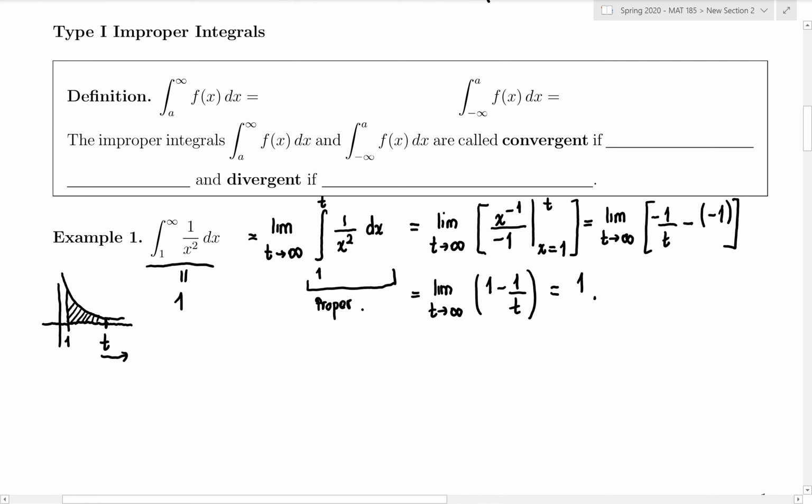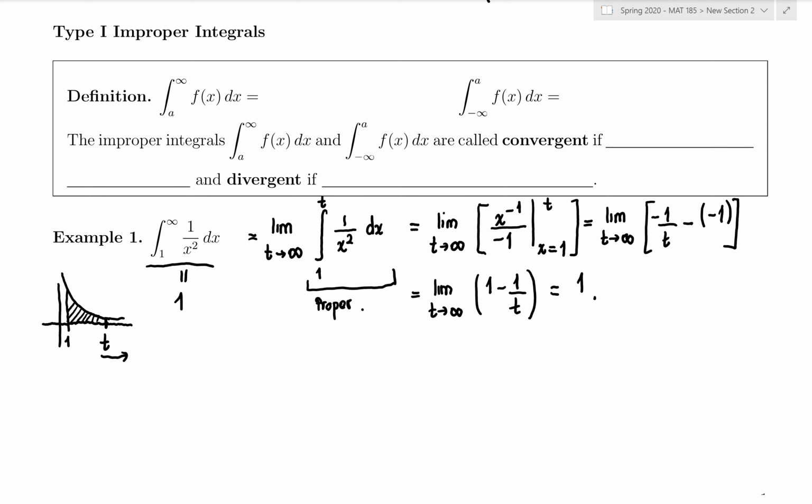So what's happening is as t gets larger and larger, the area under the curve approaches 1. This is quite surprising, right? We are looking at a curve of infinite length. This curve keeps going forever and ever. But surprisingly, the area that is bounded by this curve and the x-axis is a finite area. Actually, it's not only finite, it's just 1.